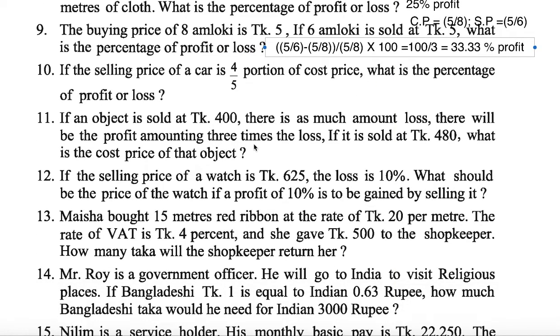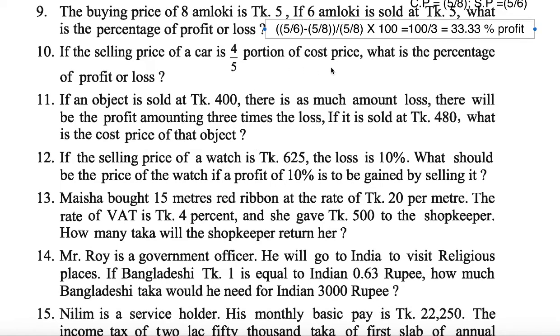If the selling price of a car is 4 by 5 portions of the cost price, what is the percentage of profit or loss? Again we have to formulate it. Selling price SP equals 4 by 5, that is 0.8 times CP.